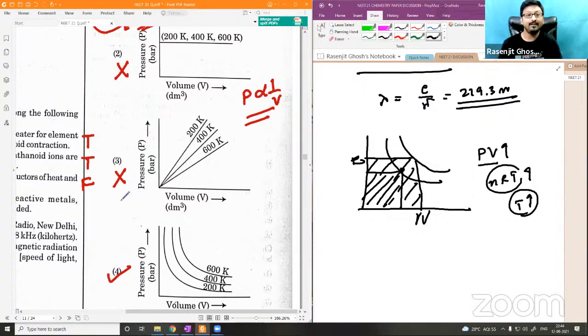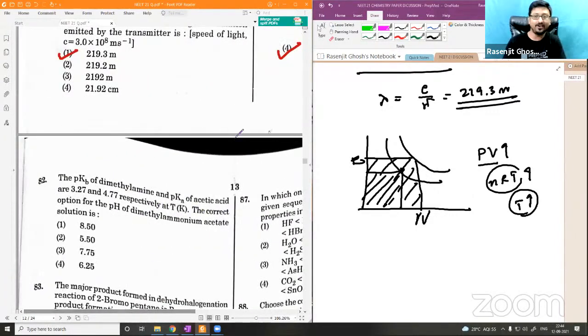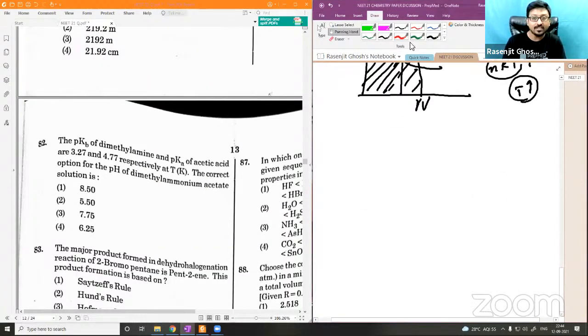Right. Next, 82. You can see here dimethylamine and acetic acid. Now, both are a weak acid and a weak base. So when they form a salt, the salt will consist of a weak acid and a weak base. In order to calculate the pH of a salt consisting of a weak acid and a weak base, we have to use a direct formula. And what is that formula?